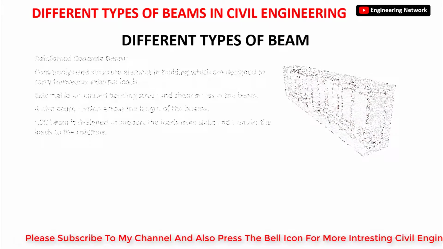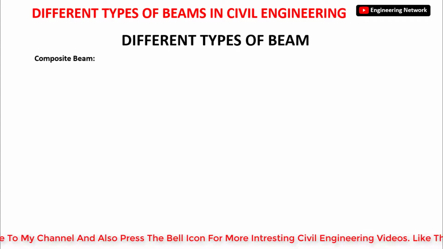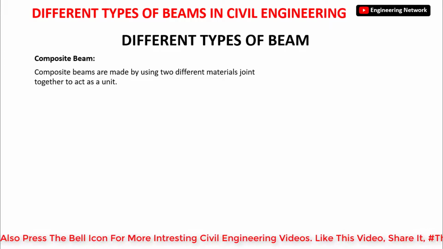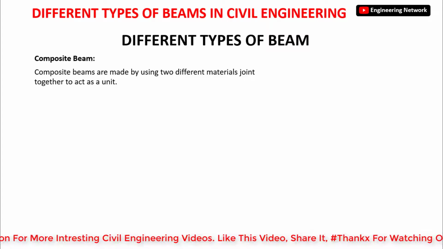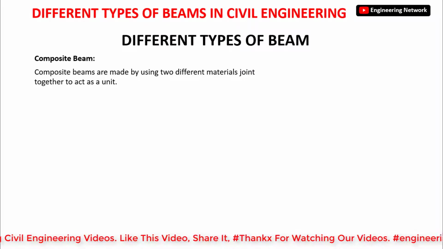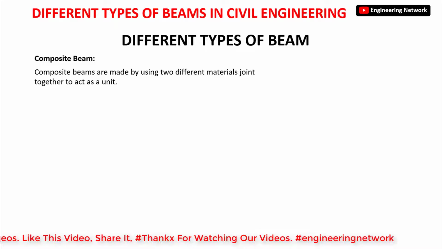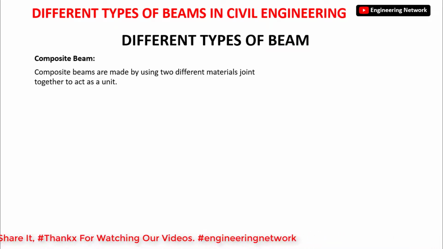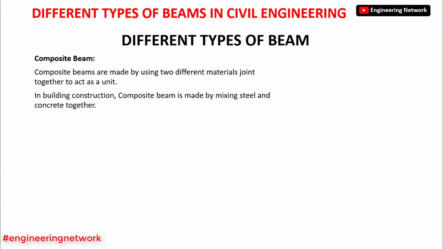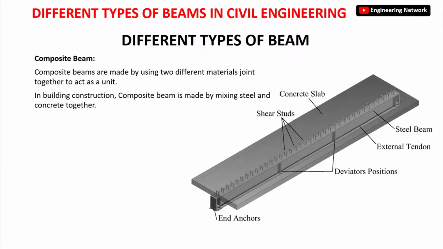Second type of beam is composite beam. So composite beam is a structural component that is made by using two different materials joined together to act as a unit, right? Now in building construction, the composite beam is made by mixing steel and concrete together, as you can see the picture of composite beam on your screen as well. Now in this picture of the composite beam, concrete slab and steel beam are mixed together.